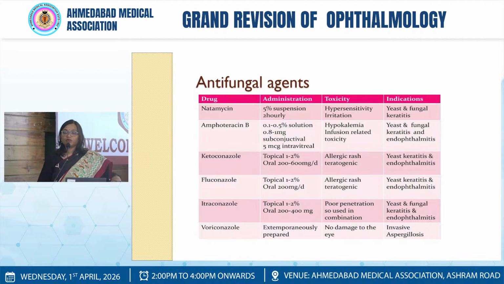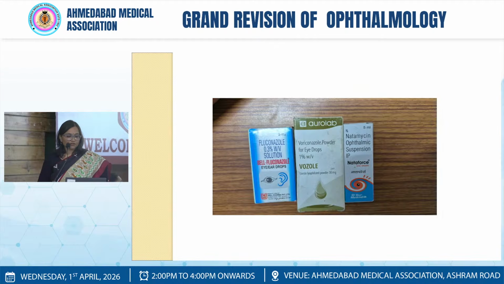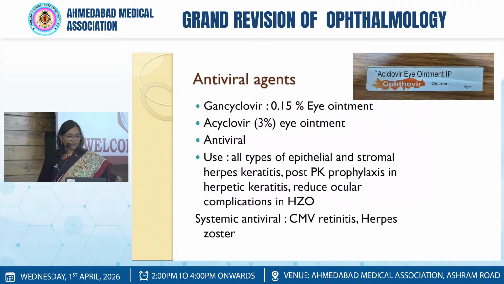The newer antifungal agent we use is voriconazole, which is a very potent drug, and it has to be prepared freshly. It is commonly used for Aspergillus fungal corneal ulcers. So these are various antifungal drugs: fluconazole, voriconazole, which is 1%, and natamycin.